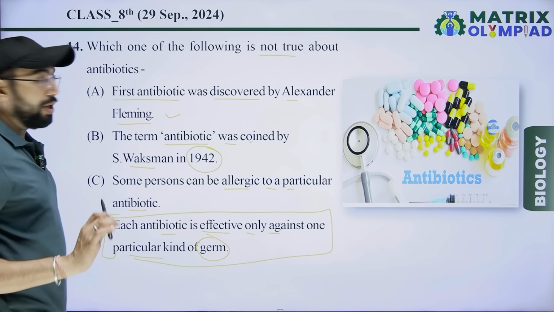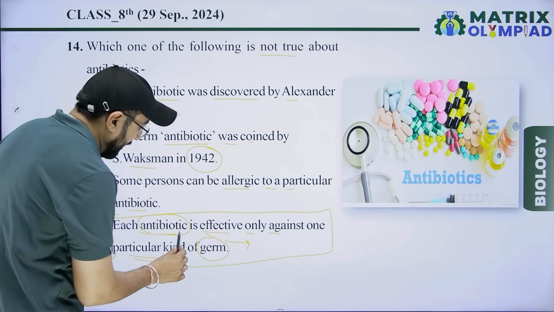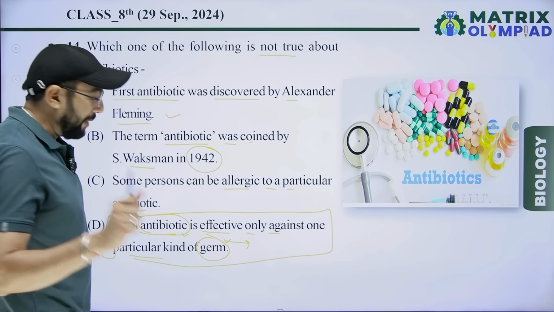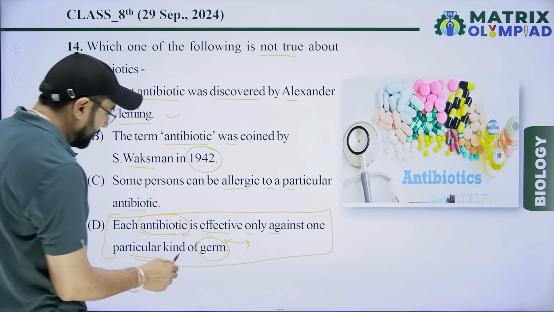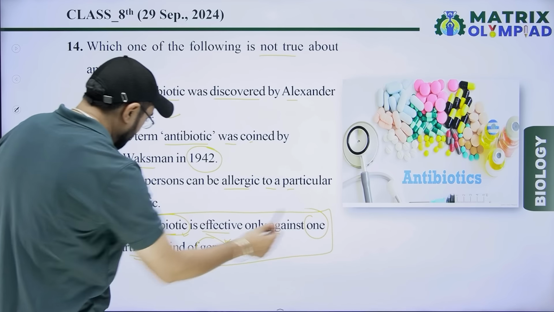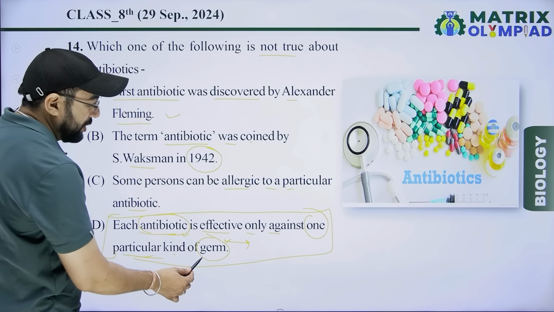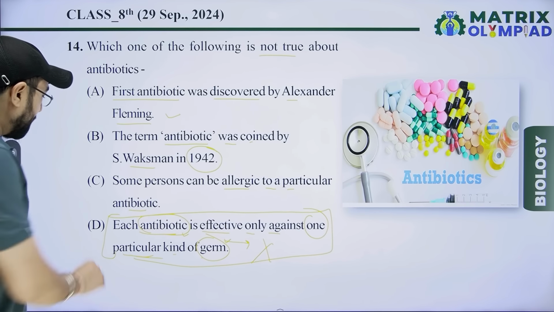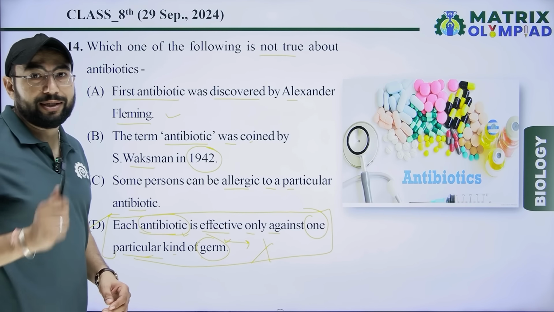That is not true, because antibiotics help kill or prevent microbes, but in this statement, the antibiotic is effective only against one particular kind of germ. That is a wrong statement. So according to the question, option D is the right answer.